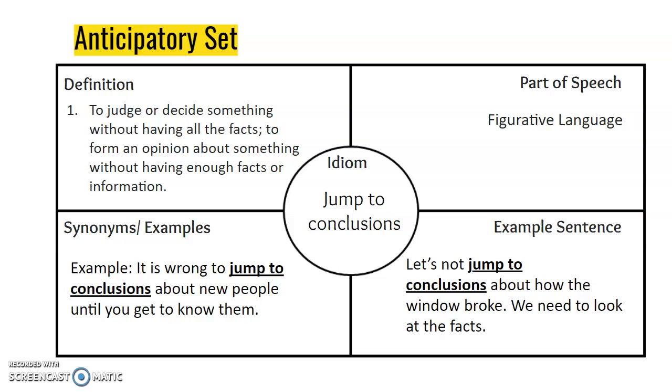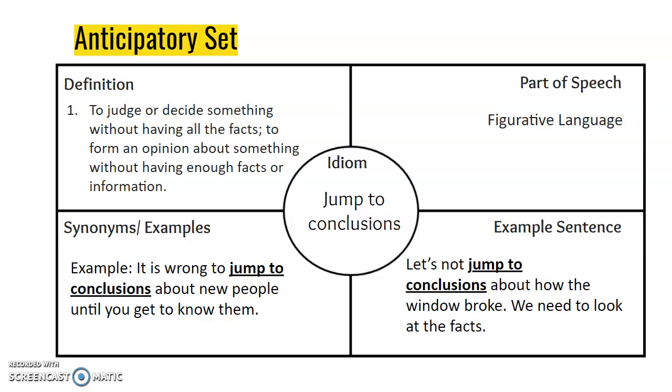So first, we need to know the word jump to conclusions. What is jump to conclusions? It's to judge or decide something without having all the facts, to make an opinion about something without having enough information. For example, it's wrong to jump to conclusions about new people until you get to know them. Let's not jump to conclusions about how the window broke. We need to look at the facts would be another example.